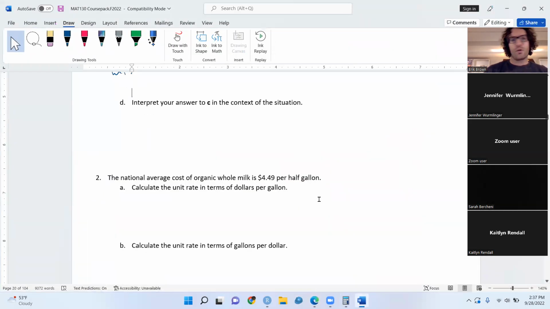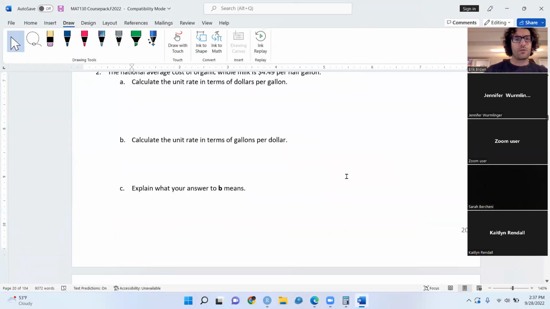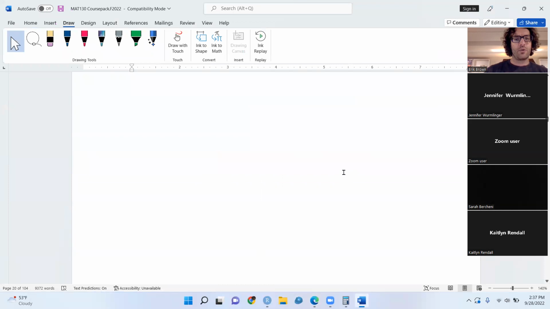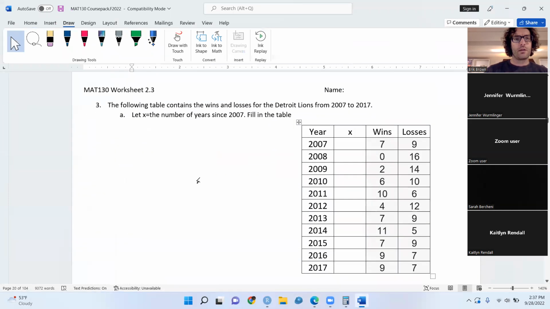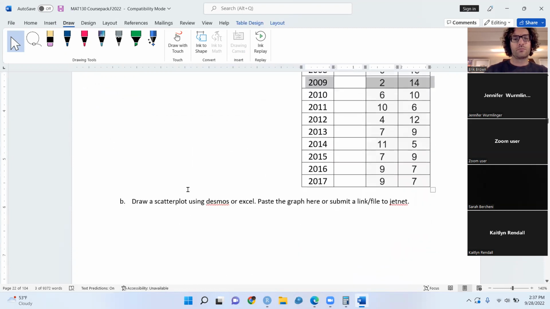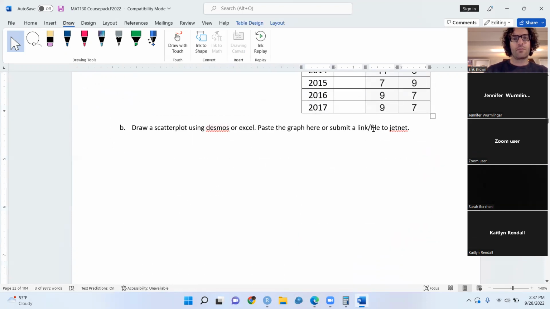What you're doing in the homework now for the second 2.3 worksheet is you're going to draw a graph. And one of the things is you're going to write out the correct X values based on what this says. Paste your Excel thing here. I'll show you how to do that right now.